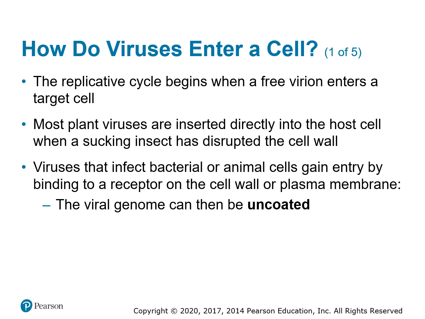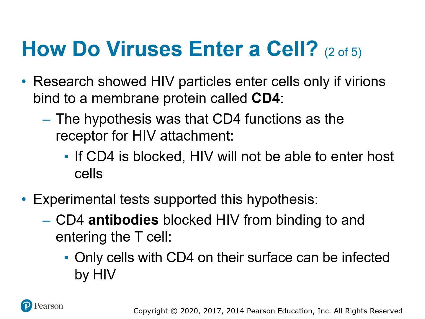So how does the virus enter the cell? First, it has to become attached to the cell, and then it has to go into the cell, and then it becomes uncoated. This uncoating usually is what dissolves the membrane or the protein capsid so that the genome can be exposed and gets to work.